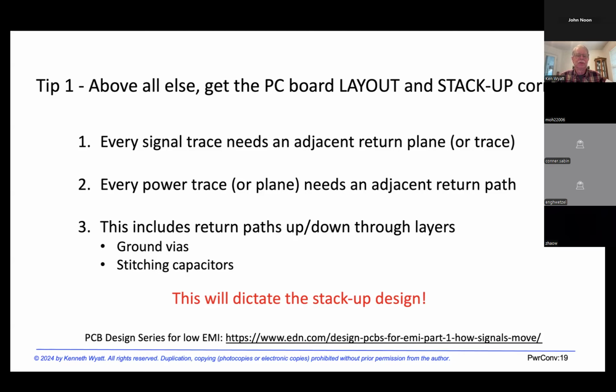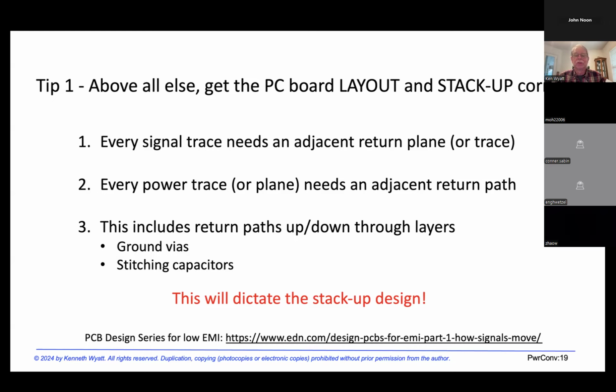There are a couple of main rules to follow. Every signal trace needs an adjacent solid return plane or trace. And every power trace or plane needs an adjacent return path, either a plane or a trace. That's really the key factor, because, as I'll explain in a moment, the signals are actually electromagnetic waves, and that electromagnetic wave needs to be trapped between the circuit trace and return plane.